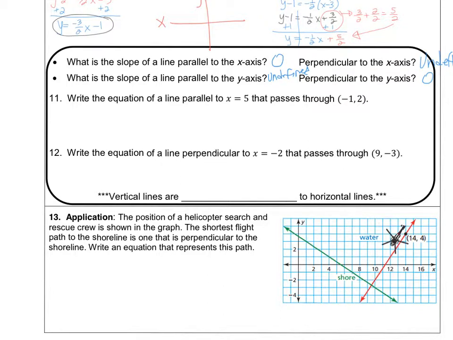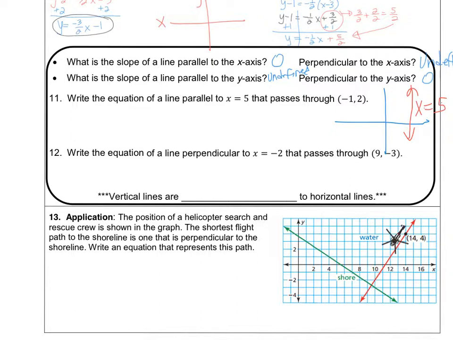So we know if we did a table, we've got a vertical line equaling 5. And what it's asking us to do is to write an equation parallel to it that passes through -1, 2. So if I just kind of look at a graph, I already know that I have a vertical line here at x equals 5. That's x equals 5. And I want to draw a vertical line parallel to it that goes through the point -1, 2.